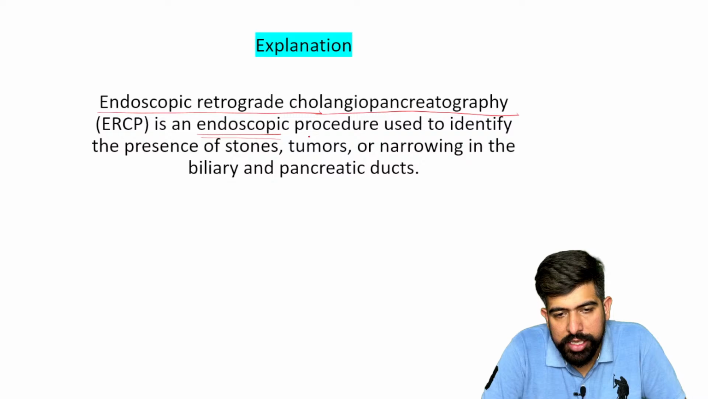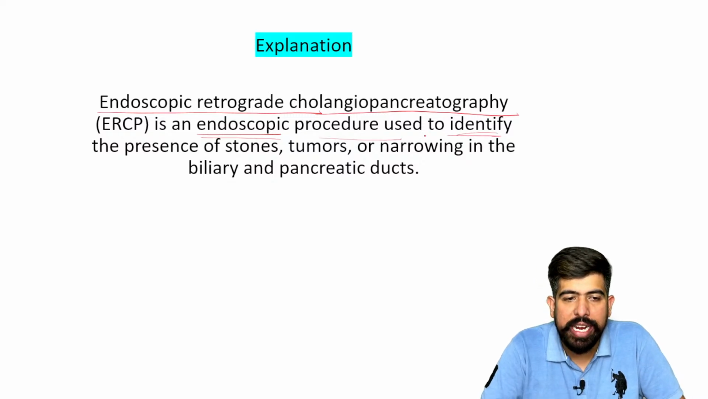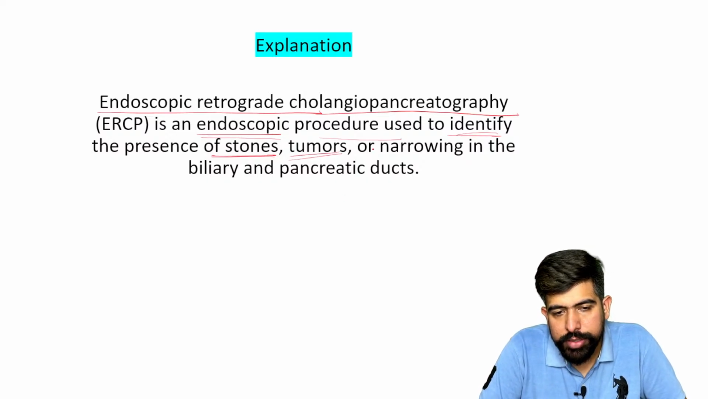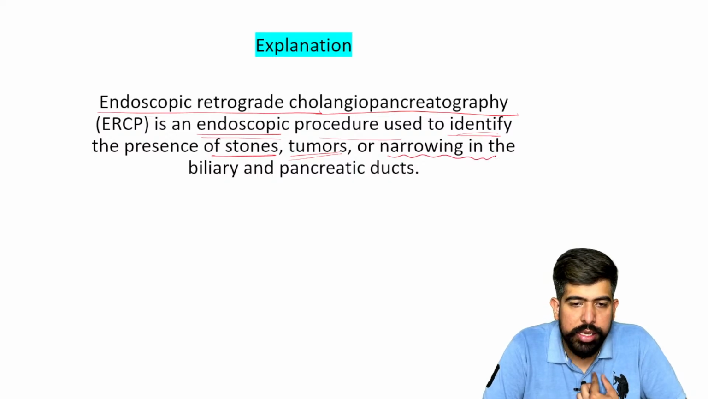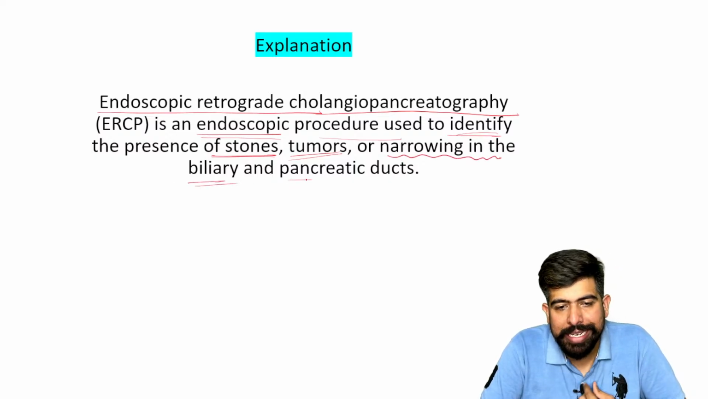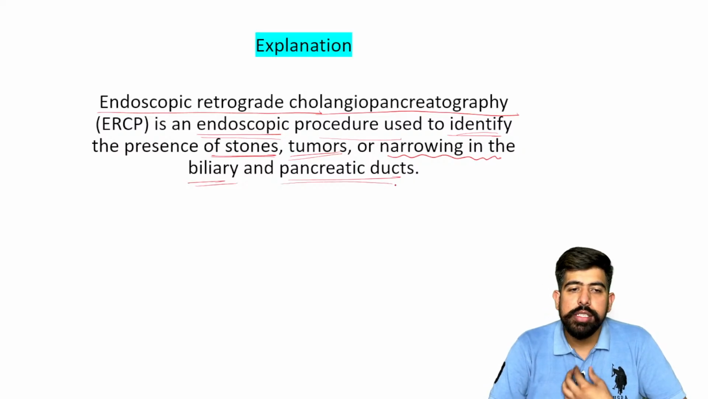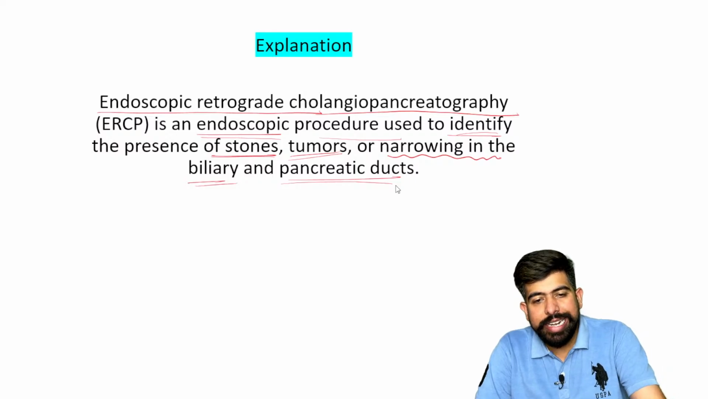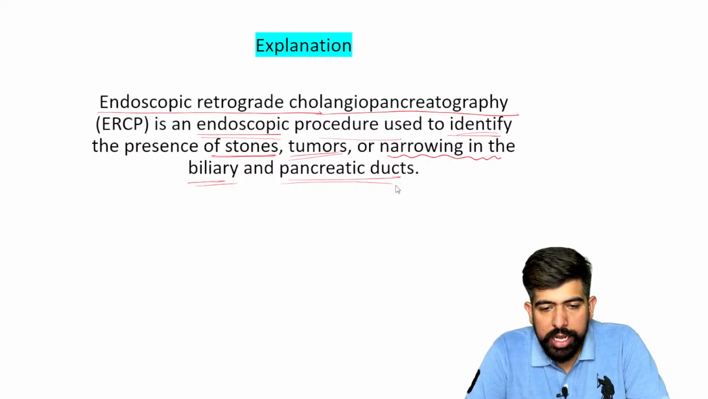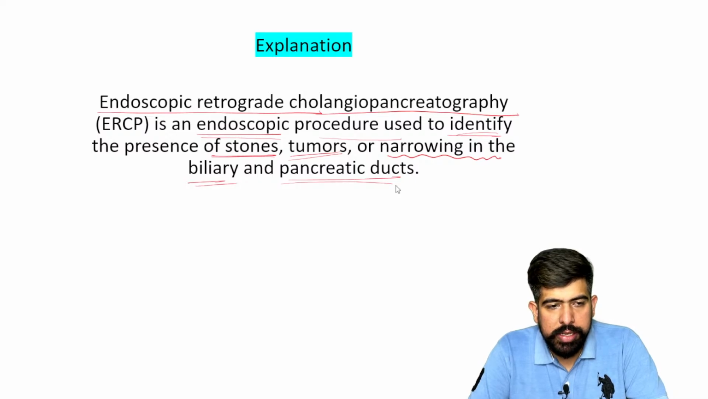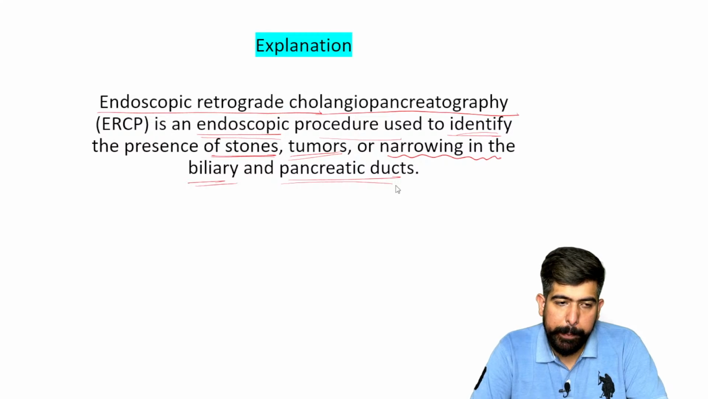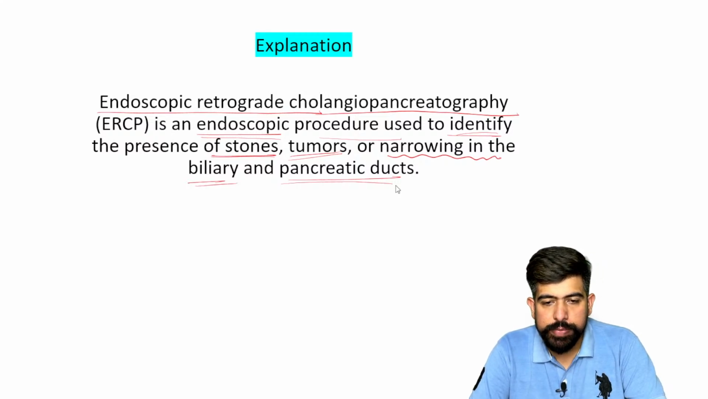And please remember, this procedure is used to identify the presence of a stone in the gallbladder, tumors, and narrowing in the biliary tract or the pancreatic ducts. We are using this ERCP. Is it clear, guys? So this is a radiological procedure again, right? And yes, we can do MRCP for the CBD stone.